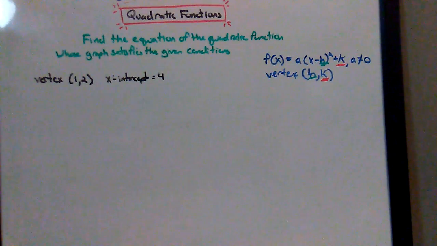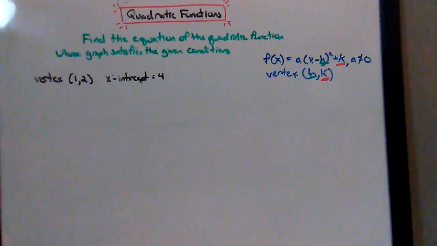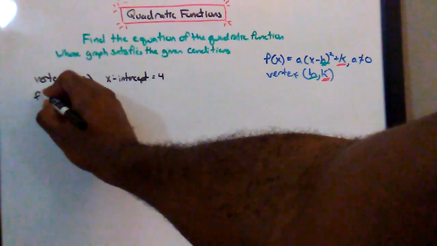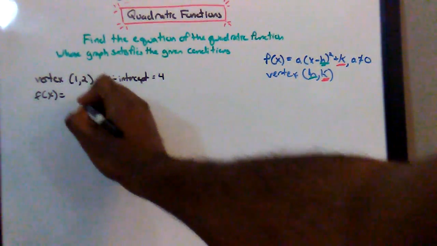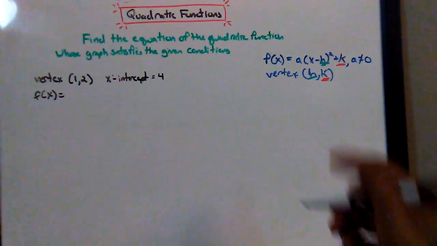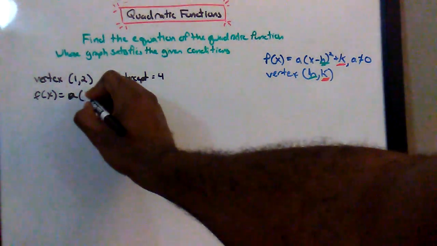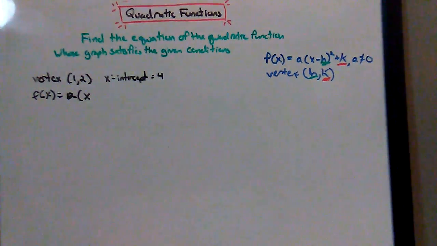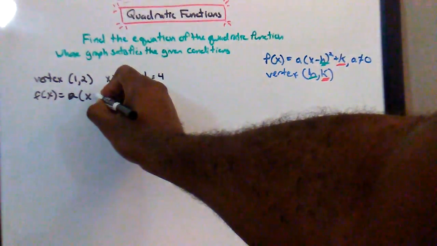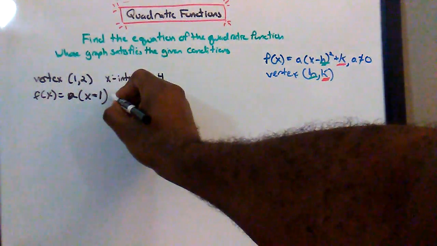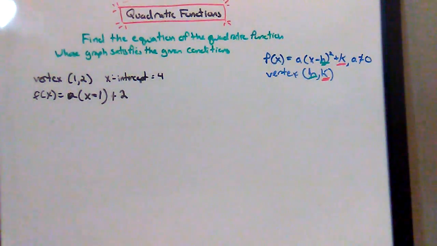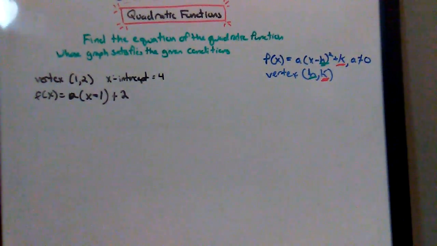So I'm going to write f of x is equal to, we don't know what a is, we don't know what the coefficient is yet, so I'll just leave a there, (x minus the h value, which is 1), plus the k value, which is 2. Okay, so all I did there was fill in my h and my k from the vertex. So the vertex was (1, 2), there's my 1, there's my 2.